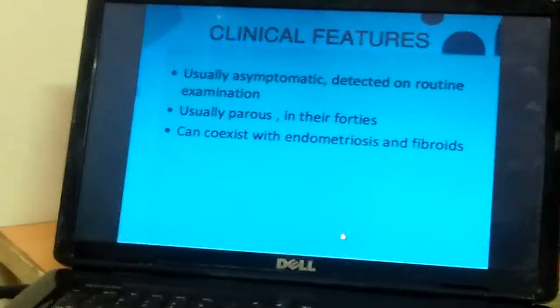Clinically, a question arises in our mind: which age group is affected here? It is commonly affected after the age of 40 years, near the menopausal age group, and in parous women, who have given birth to a child. Most of the time it is asymptomatic, and if symptoms are present, they occur after the age of about 40 years in parous women.